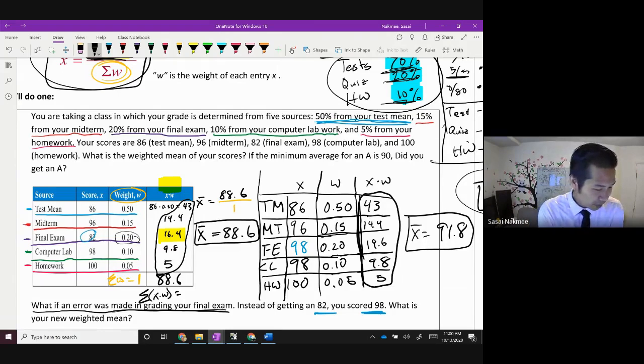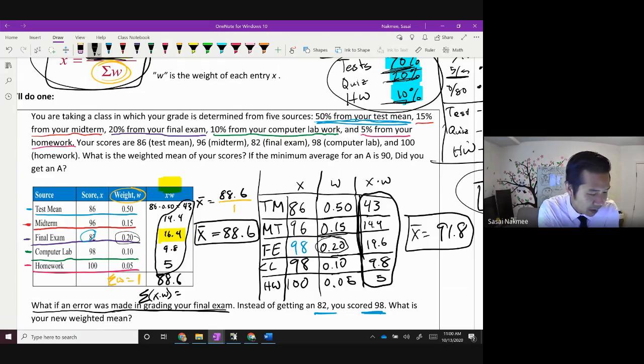Right? You see it? I got an A, and it actually raised up my score from an 88.6 to a 91.8. And you'll say, but Nakmi, that's weird, because the 82 was like a B minus, and they got an A plus on the final, and it only raised it like 3%. And yeah, I agree that it is kind of low, but if you look closely, the reason why it only raised it 3% is because the weight of it is only 20% of the grade.